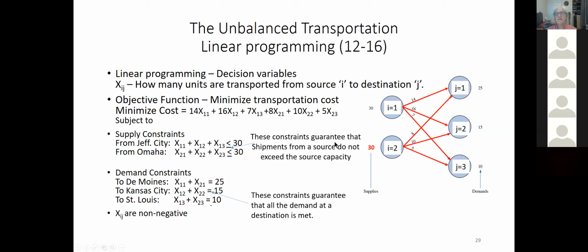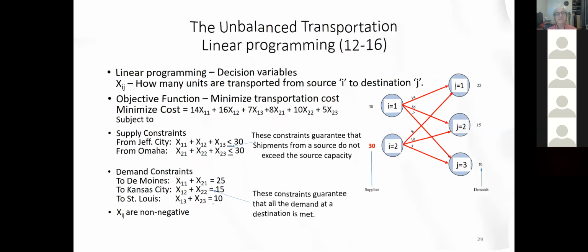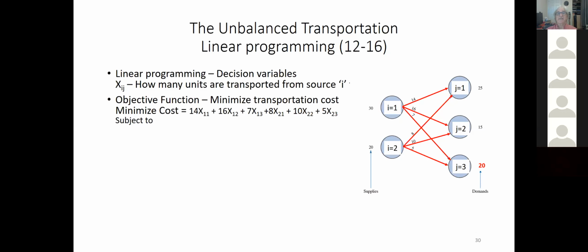That's unbalanced when the problem is having a supply that exceeds the demand. Sometimes the opposite is happening. Now I went back to 20 here, I add 10 units here. So now demand exceeds supply. If demand exceeds supply, rest assured, not all the demand can be satisfied.